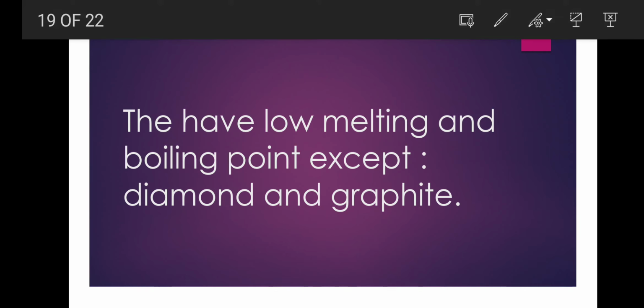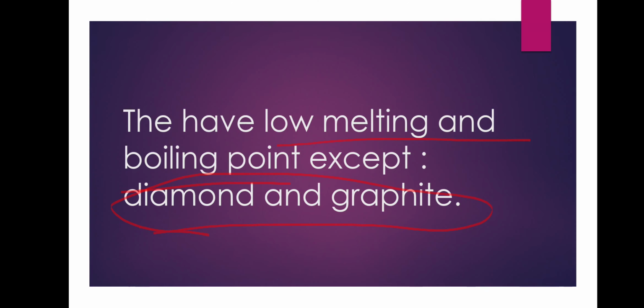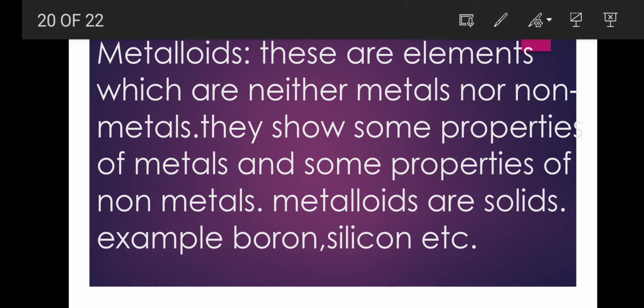Now the next property, that non-metals have low melting and boiling points, except diamond and graphite. Always remember, exceptions are very important. Generally what we studied about the metals is that metals have high melting and boiling points. But what about the non-metals? Non-metals have low melting and boiling points. Okay.